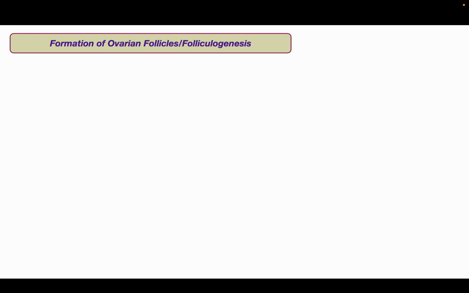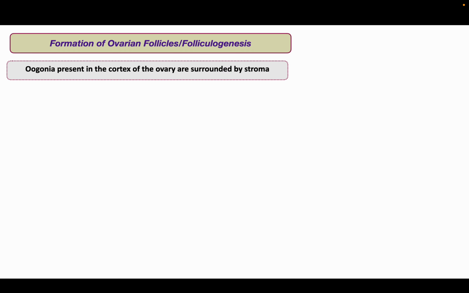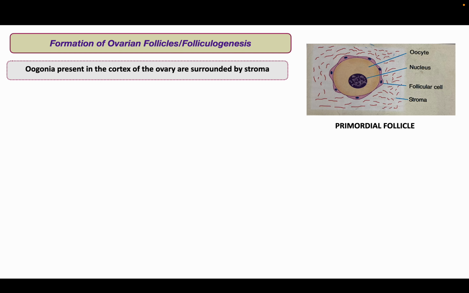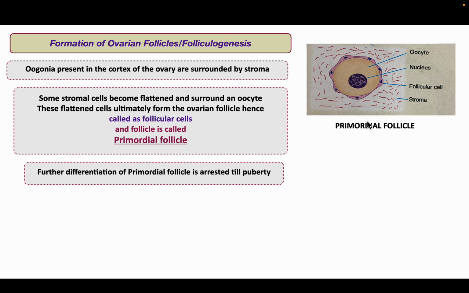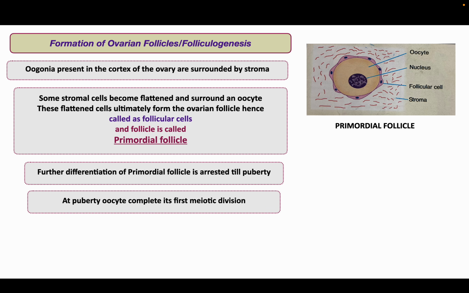First is the formation of ovarian follicles, which is called folliculogenesis. Oogonia present in the cortex of the ovary are surrounded by the stroma. You can see in the diagram, which is taken from your standard textbook, that some stromal cells become flattened and surround an oocyte. These flattened cells ultimately form the ovarian follicle, hence they are called follicular cells, and the follicle is called a primordial follicle. Further differentiation of the primordial follicle is arrested till puberty.